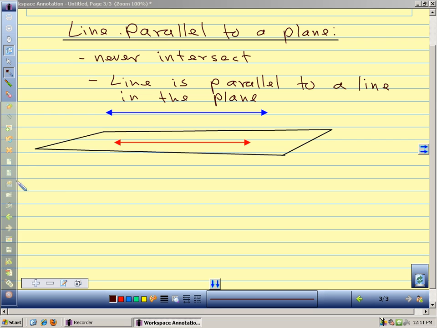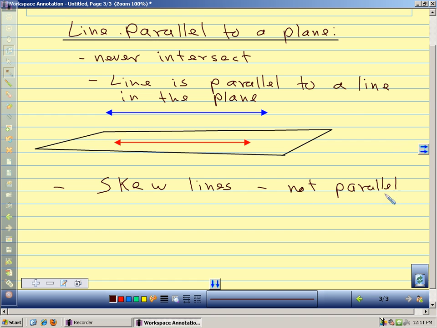So it is possible to have two lines in space that are not parallel and do not intersect. We call those kinds of lines skew lines. Skew lines are not parallel and never intersect.